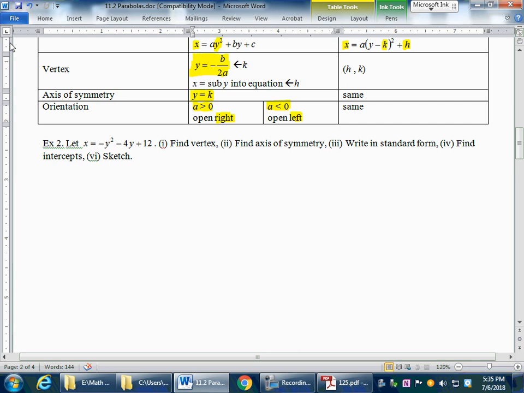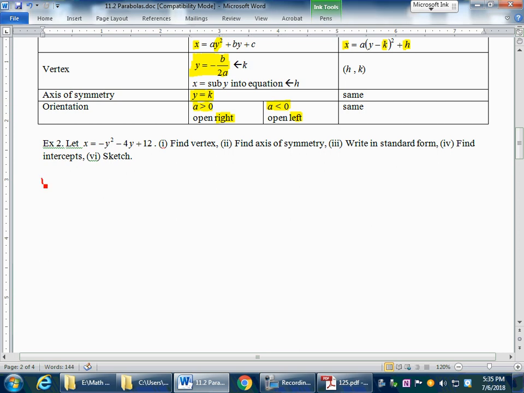So that tells me my parabola will be horizontal, either opening left or opening right. Since the leading coefficient, my a, is negative 1 in this case, it will be opening leftward. So that's what we can predict so far. Now, let's find the vertex, because as in a vertical parabola, once you have the vertex, part 2, axis of symmetry, and part 3, writing in standard form, follow up nice and easily.